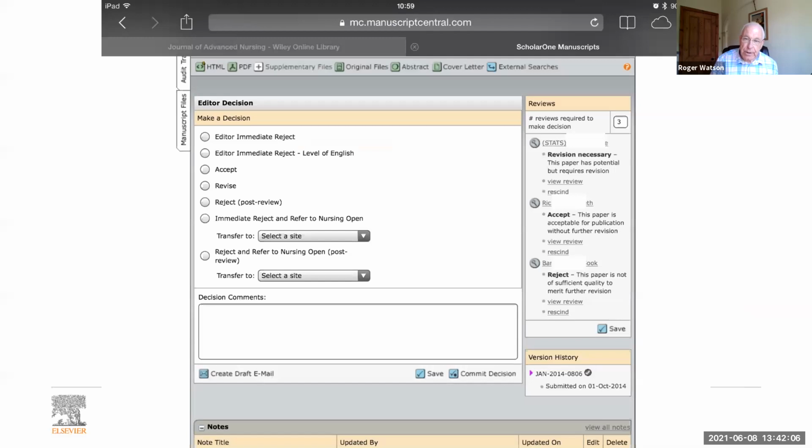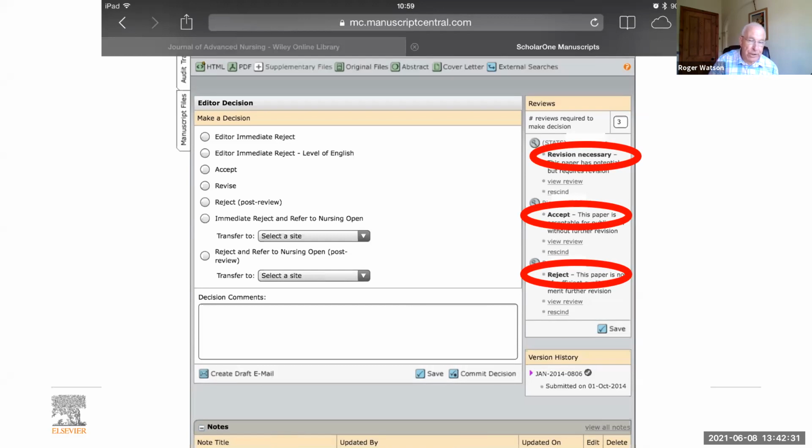And just to demonstrate to you what the peer review process is like, this is the landing page for the editors of my previous journal. And this is an article that was sent out for 3 reviews, and the 3 reviews all came back differently. One said revision, one said accept, and one said reject. So as you can see, it's not perfect, and it's not even very reliable.